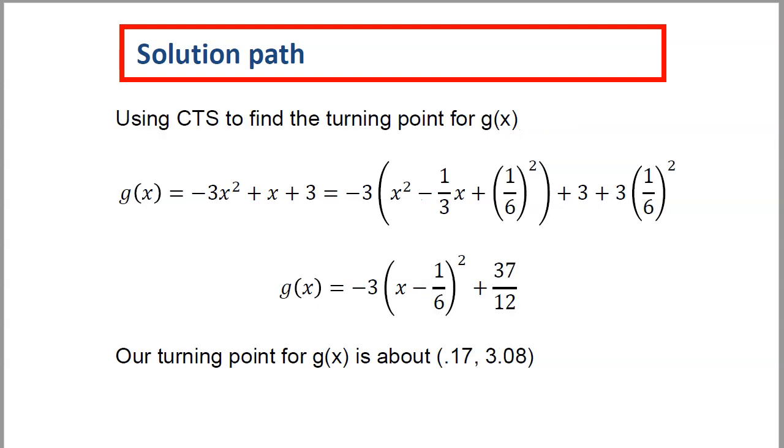We can also find the turning point for g of x in a similar fashion. We factor out the negative 3. We're careful. Notice when we factor out the negative 3 and we add in 1/6 squared, we're really adding in negative 3 times 1/6 squared. So to balance out adding that in, we add 3 times 1/6 squared. And again, we get our turning point.